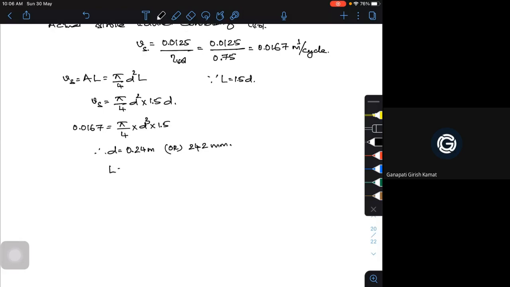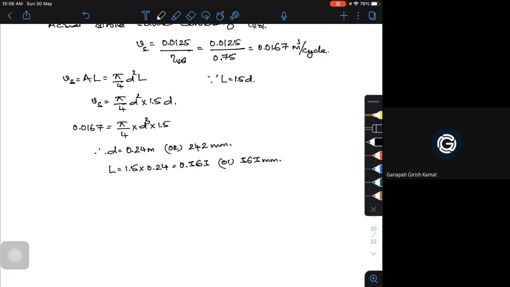Your L will be 1.5 times your 0.242, so that will be 0.363, or 363 mm. So all the things asked in this particular problem are clearly found out.